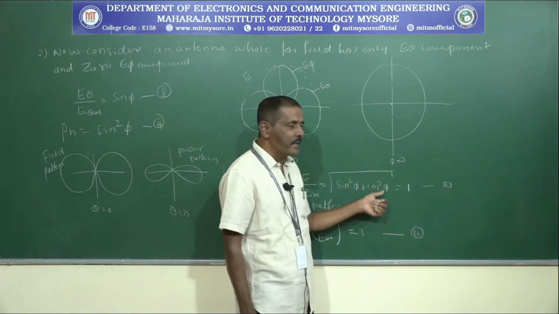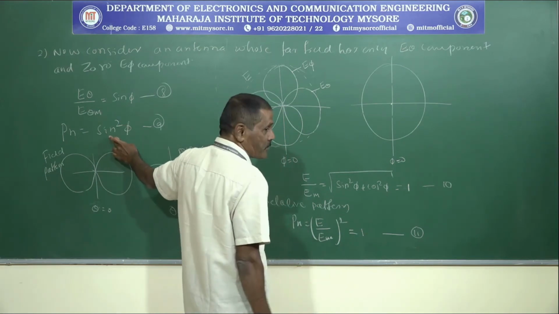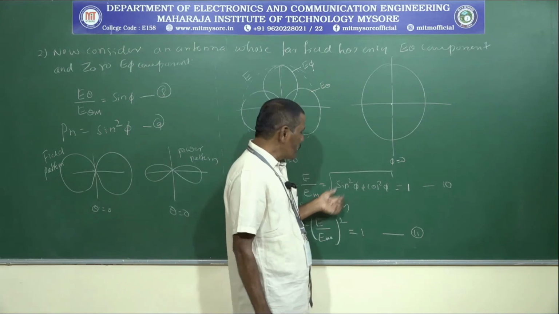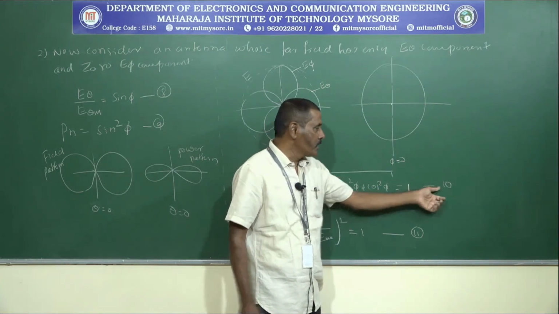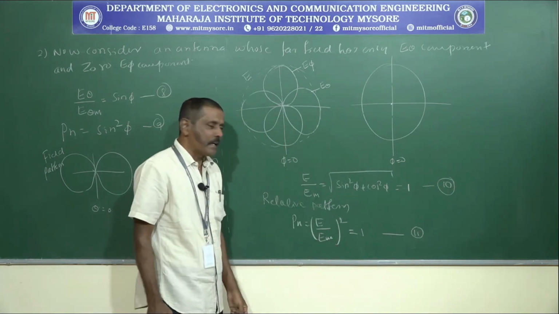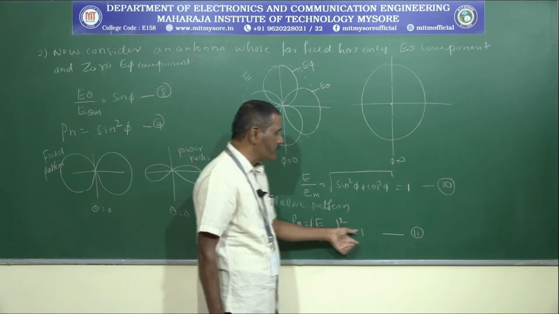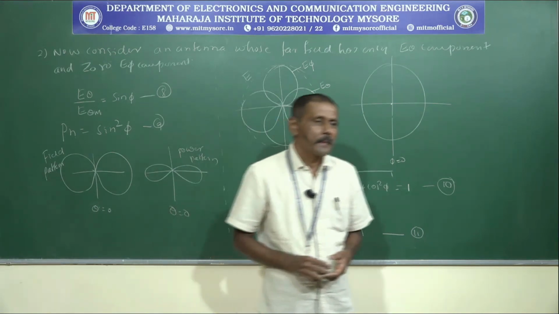Now, when both the theta component and the phi component are present, then E by Em is equal to root of sin square phi plus cos square phi. For this case you have the sin square phi, and from the previous case you have the cos square phi. Then you can write it as root of sin square phi plus cos square phi equal to 1. Call it equation number 10. Then the relative pattern Pn is equal to E divided by Em whole square, and this value is equal to 1. Call it equation number 11.